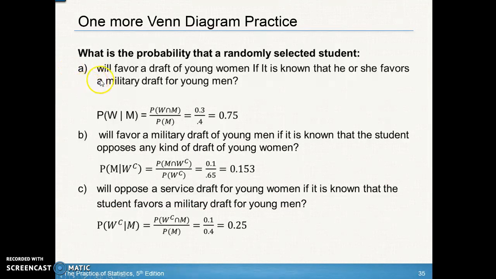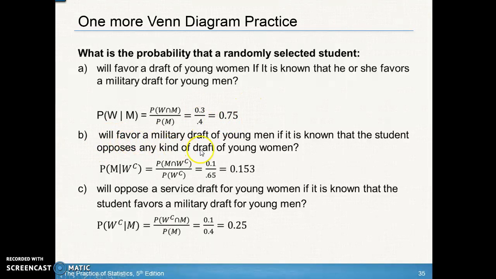Okay, so this actually makes it a little bit easier to answer the following questions. What's the probability that a randomly selected student will favor a draft of young women if it is known that he or she favors a draft for young men? So we're given the fact that they favor the draft for young men. What's the probability that they will favor the draft of women given that they favor the draft for men? Well, we know from our Venn diagram and from the previous question that favoring for men was 40%. The intersection from our Venn diagram is 30%. Show this fraction, get your final answer.